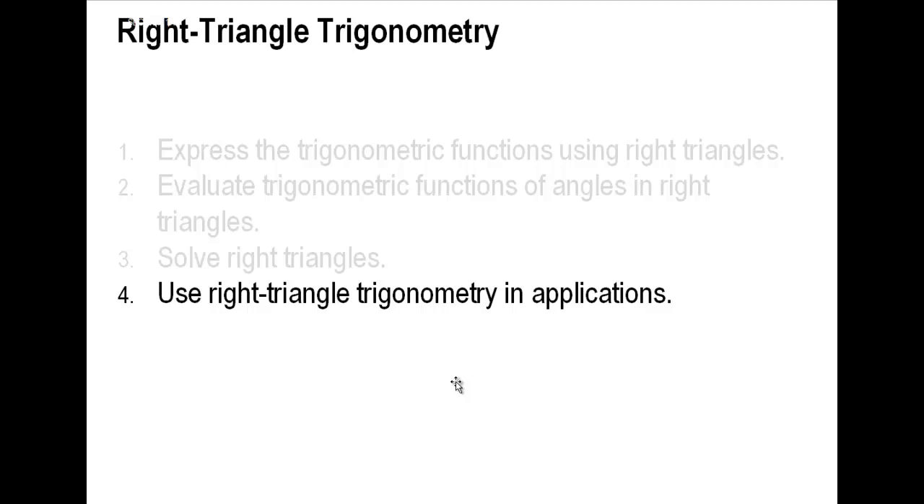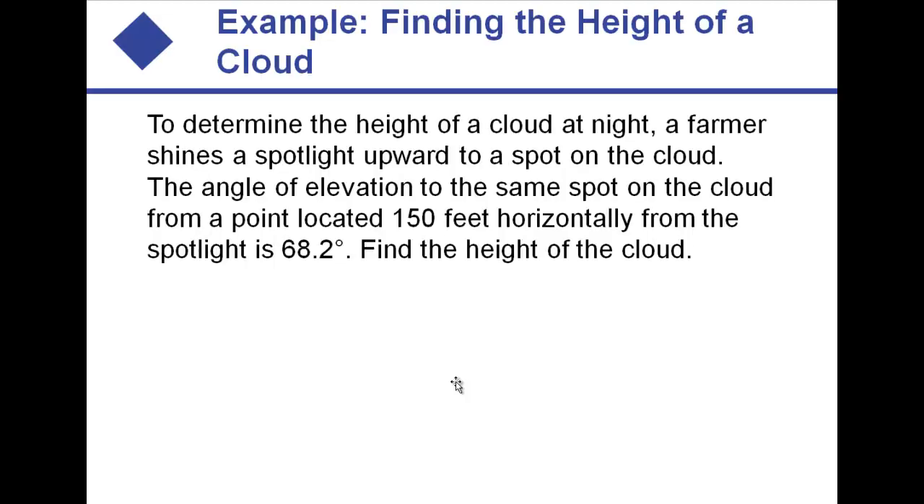The dreaded word problems, right? Don't fear word problems. They're actually easier than regular problems because they put the information into context. If we want to determine the height of a cloud at night, a farmer can shine a spotlight upward to a spot on the cloud. The angle of elevation to the same spot on the cloud from a point located 150 feet horizontally from the spotlight is 68.2 degrees. Find the height of the cloud.